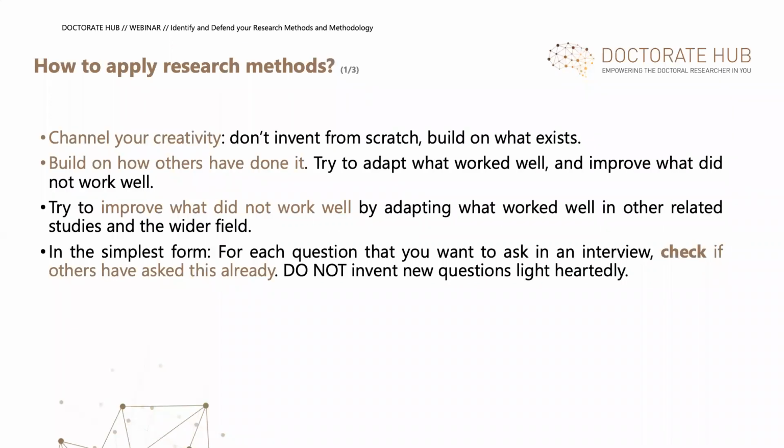So try to not be too creative, channel your creativity, don't invent from scratch. It's easy to say, I know. On the other hand, we see from students, it's very tempting: just action, action, doing, doing. This is so much more tempting than sitting and thinking, thinking. Try to limit your innovativeness. Build on how others have done it. Try to adapt what worked well and improve what did not work. Try to improve by adapting what worked in related studies and in the simplest form for each question that you want to ask in an interview.